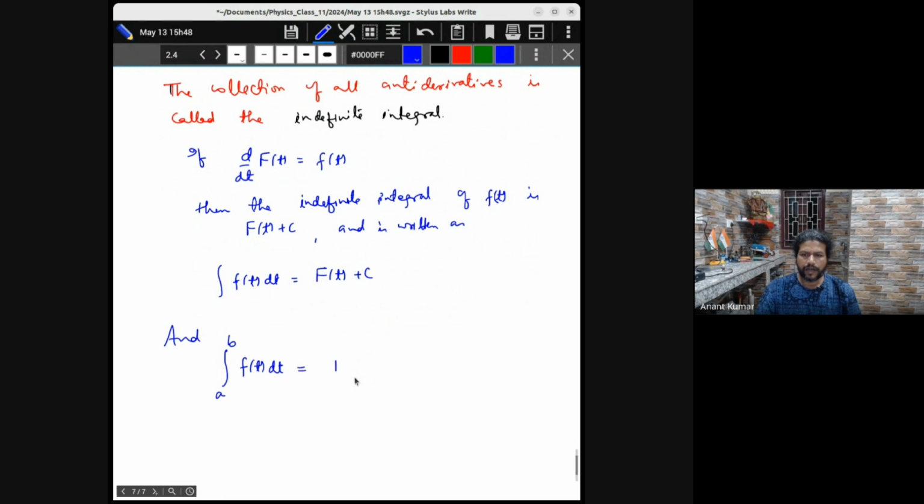This would be in fact nothing but capital F of B minus small f of capital F of B. This F is this function, right? So the idea is that using this makes things relatively simple. I mean, area computation can actually be obtained by finding out the integral.